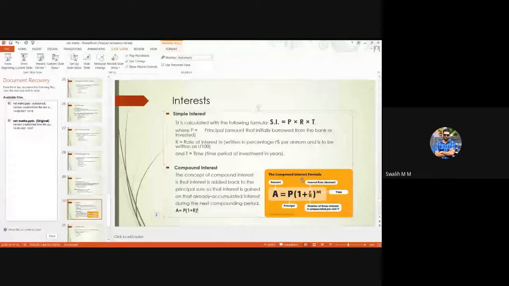But if the interest is calculated biannually or quarterly, then the formula will change. Then one more thing would come, n. Normally we calculate interest every year. But if the interest is added back every 6 months or every 3 months, then we use this formula: P into 1 plus r by n, raised to n t. Here n would be 1 in terms of annually. If it is biannually, every 6 months, n would be 2. And quarterly, n would be 4.